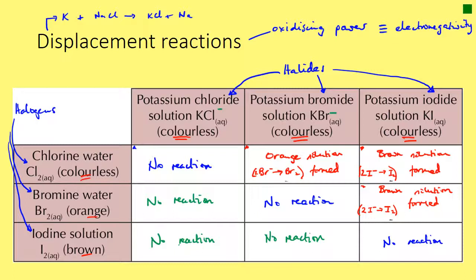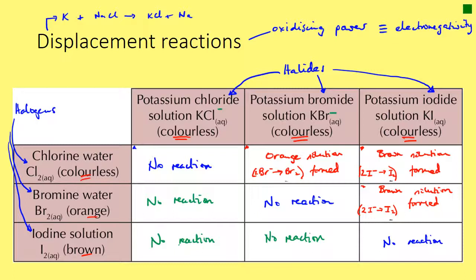And what we're going to do is react them with halogens. So we've got halogens here: we have chlorine, we have bromine, and we have iodine, halogens or halides. So we're going to put the halogen into a halide and see if it displaces.